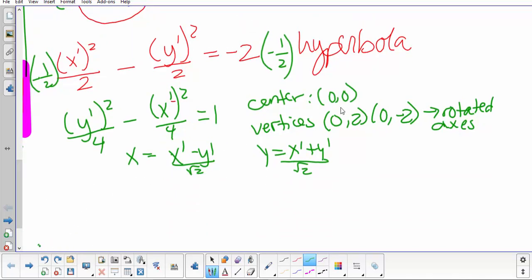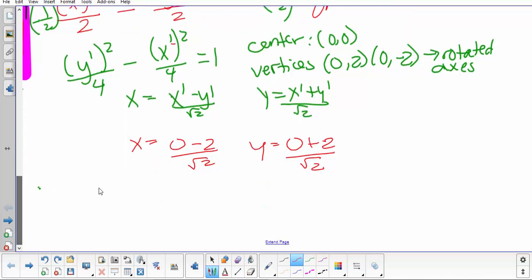So now my first point I'm going to substitute in is the point 0, negative 2. Now, where it gets tricky is that I have to put it in for x and for y. So there's a lot of substituting going on here. So the first point, x prime is 0, y prime is negative 2, so x is 0 minus negative 2 over root 2, and y is 0 plus negative 2 over root 2. So now x is positive 2 over root 2, y is negative 2 over root 2.